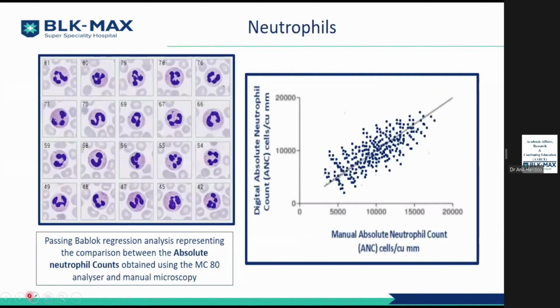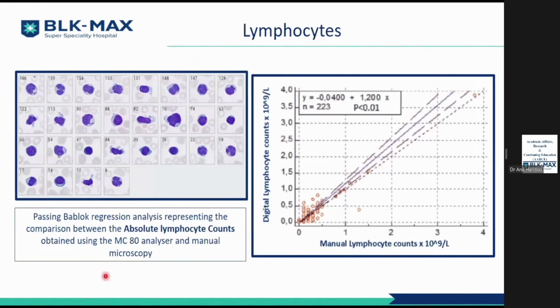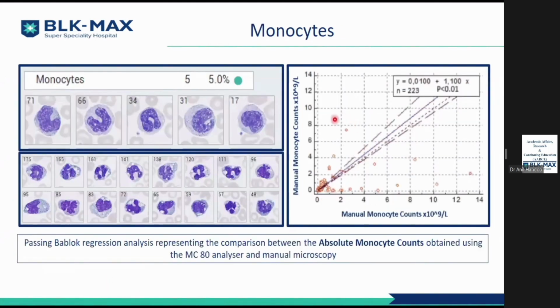Now we're trying to take cells individually. If you look at the neutrophils here, again, the regression analysis curve shows an absolute correlation between the manual neutrophil counts and the digital counting of neutrophils on the hematology analyzer. For the lymphocytes, again, there was a very significant correlation between the manual and the digital platforms. And obviously, you're able to see that most of the counts were matching very beautifully. And almost similar for the monocytes, except that in some patients we had a higher number as far as the monocytic counts were concerned.